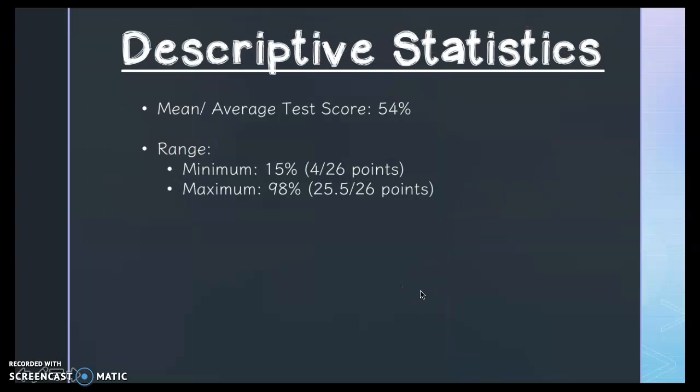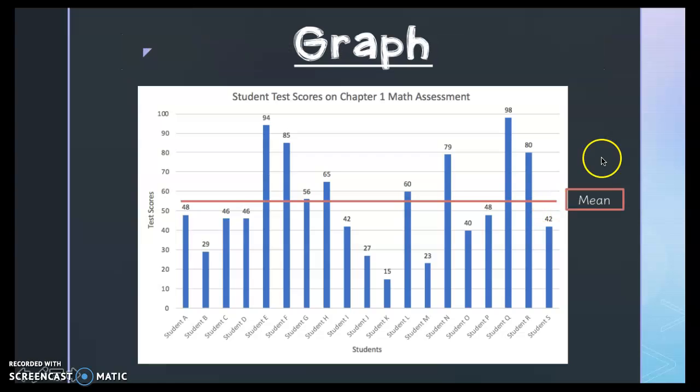So the descriptive statistics for this data collection: the average score was 54%, and the range went from 15%, scoring 4 out of 26 points, to a 98%, scoring 25.5 out of 26 points. So I put that on a graph so you can see the range of scores. Here's that minimum of 15%, the maximum of 98%, and so you can see these scores here when I was comparing the test scores to the STAR data.